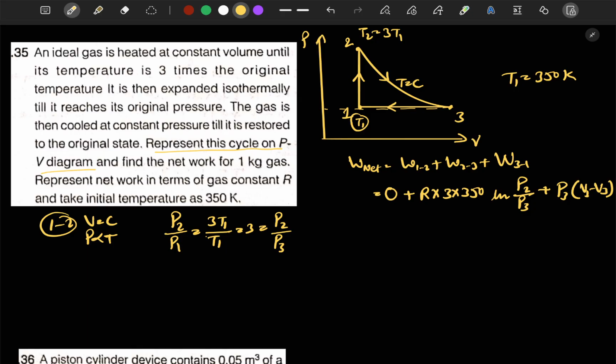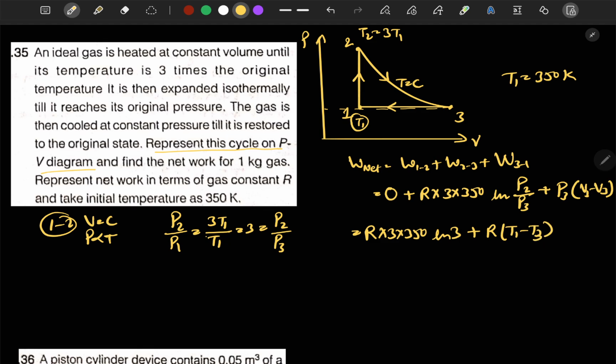Next we can conclude it here. R into 3 into 350 ln of P2 by P3, which is 3. Okay, plus now P3 into V1, we can write it in terms of R and T. Okay, so we can write it as R into P3 into T1 minus T3.